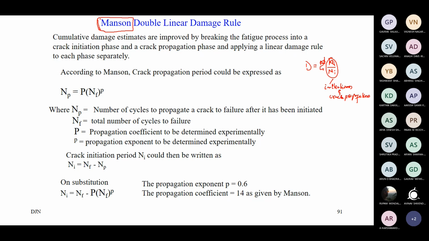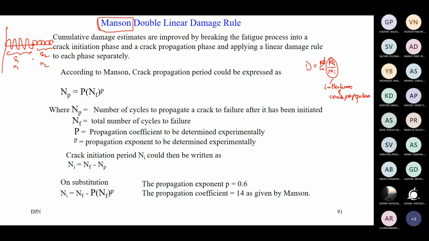It is still a linear theory. Why is it called double? Because for an applied load, we have some type of load with some magnitude, and another load in another fashion. Let us say some S1 magnitude and some S2 magnitude of load we are applying for N1 number of cycles and N2 number of cycles. Once you find the crack is initiated, then there are only propagation cycles.